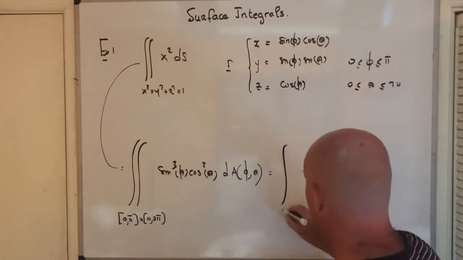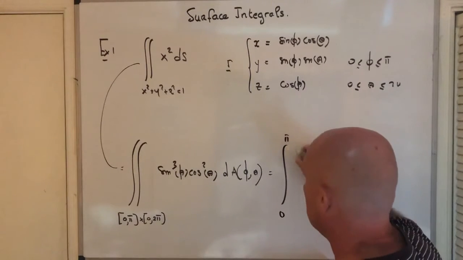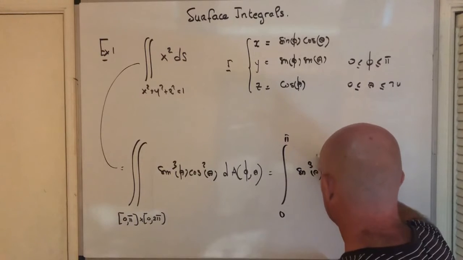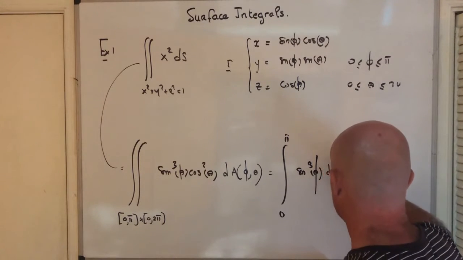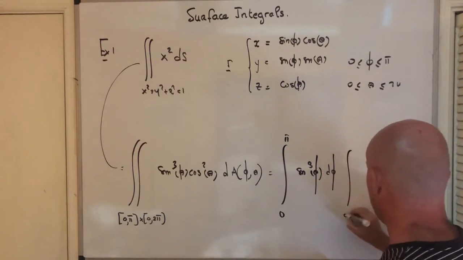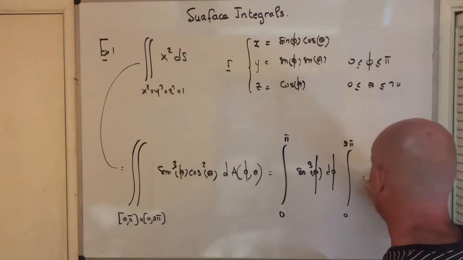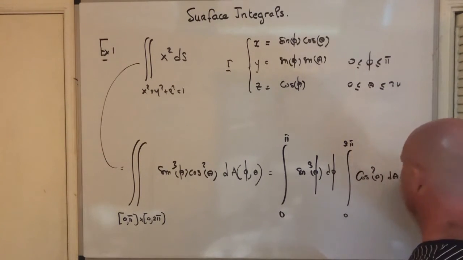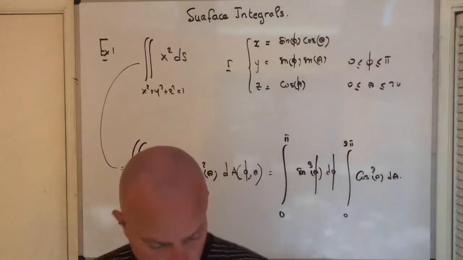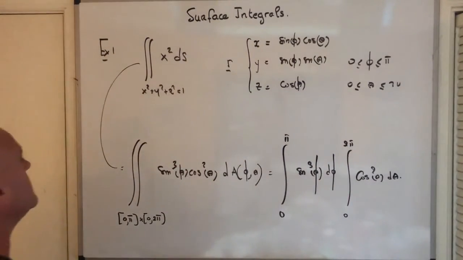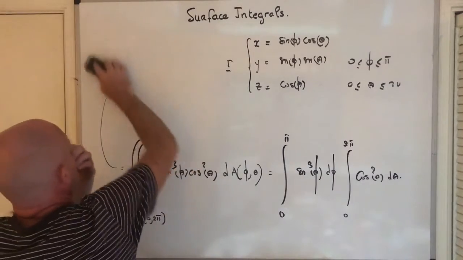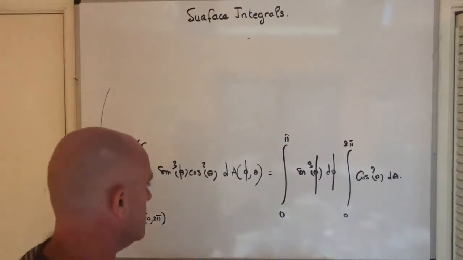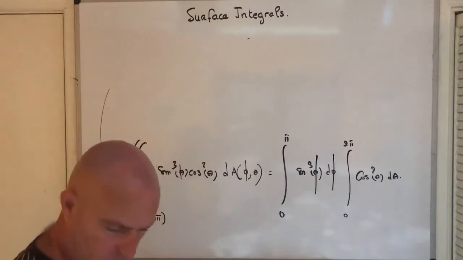So this is the integral from 0 to pi of sine cubed of phi d phi, times the integral from 0 to pi of cosine squared theta d theta. Well, after that, I'm sure you guys can end up with the rest of the computation easily. Let's compute the first one. So let me change the color.